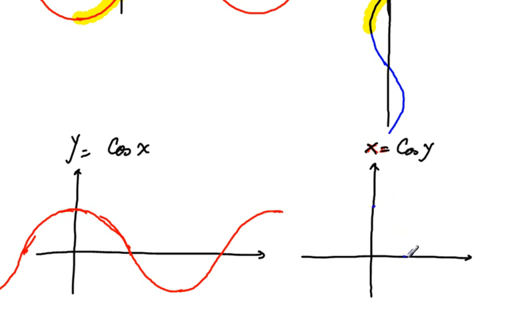At pi over 2 on the y-axis, you're supposed to hit the x-axis. So everybody follows this discussion now. We say this red curve as it is violates the horizontal line test. It doesn't have an inverse function. We have to pick a piece of it. Everybody agrees to pick this piece.